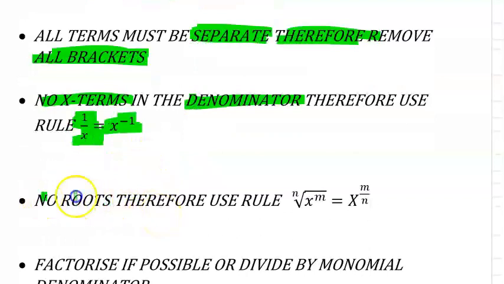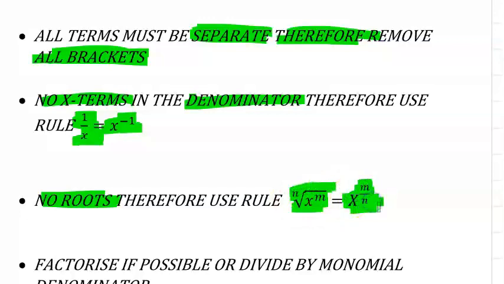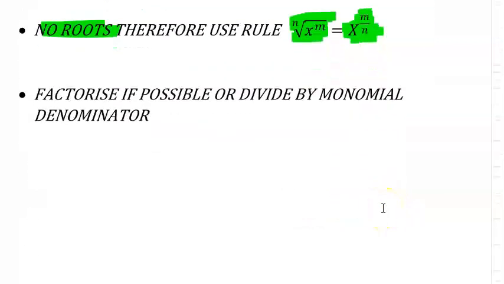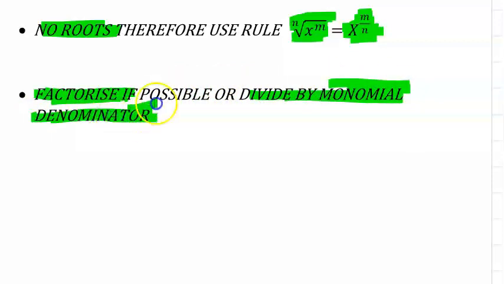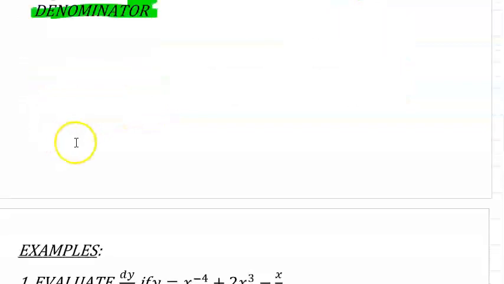No roots. Therefore, you need to know this rule. The nth root of x to the m is equal to x to the m over n. Factorize if possible. So you need to know all your factorization, like difference of 2 squares, sum and difference of 2 cubes, and so on and so forth. And if possible, we must be able to divide by a monomial. And we're going to be covering examples of this nature in this particular video.